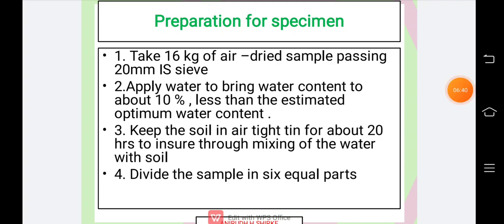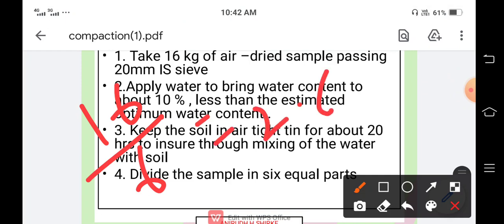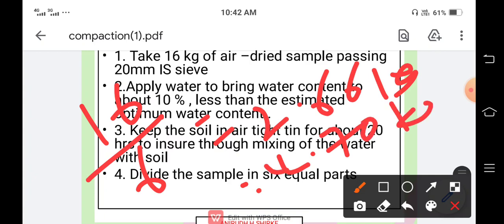Then divide the sample into 6 equal parts, because we have 60 kg. So 60 divided by 6 is 2.66 kg, which is approximately 2.70 kg per sample. So take one part only, because we have 6 parts now, each of 2.70 kg.